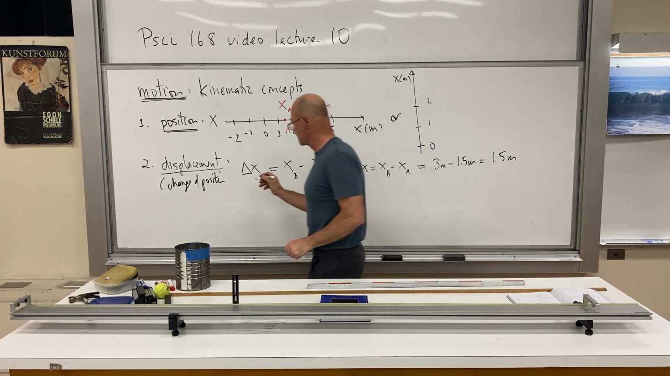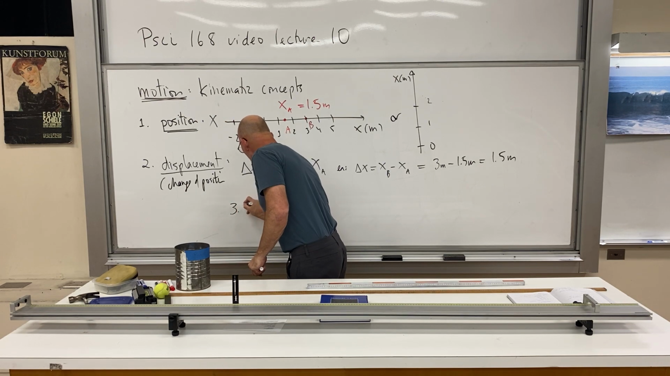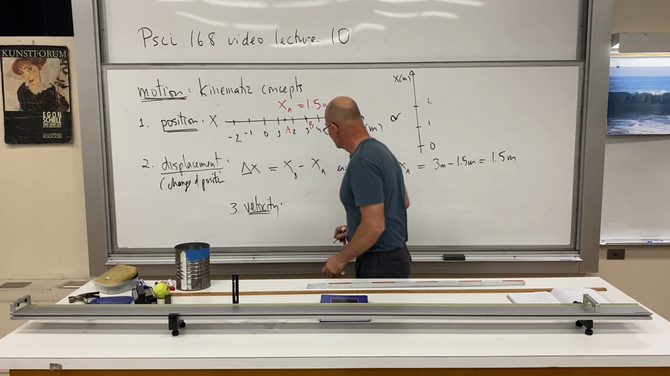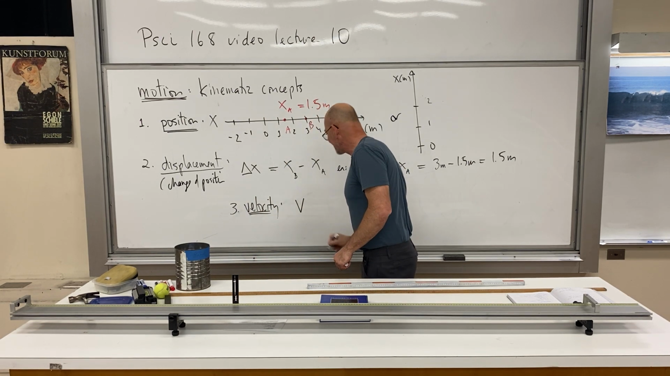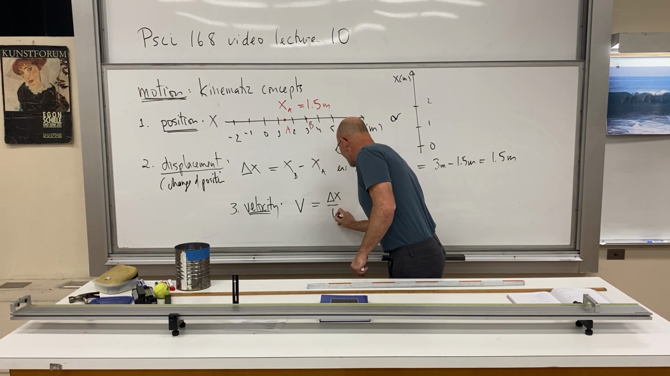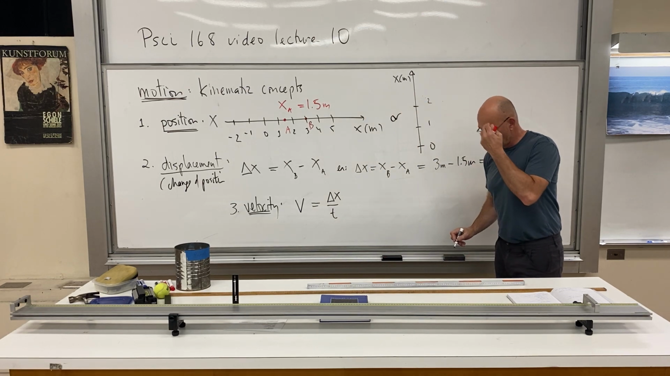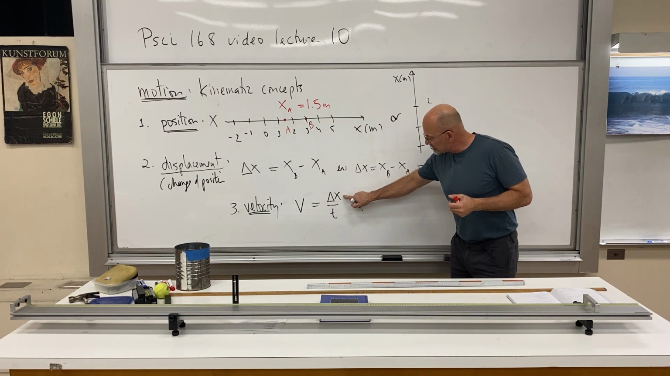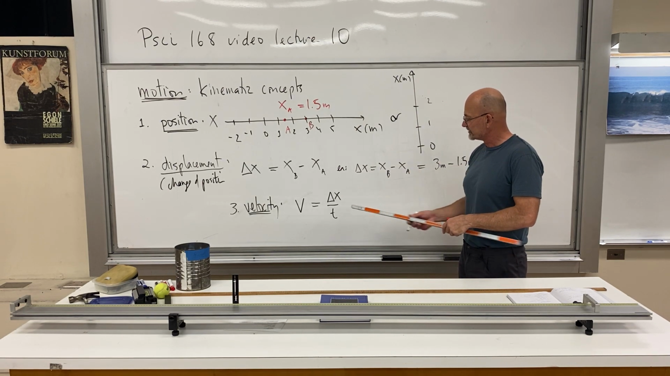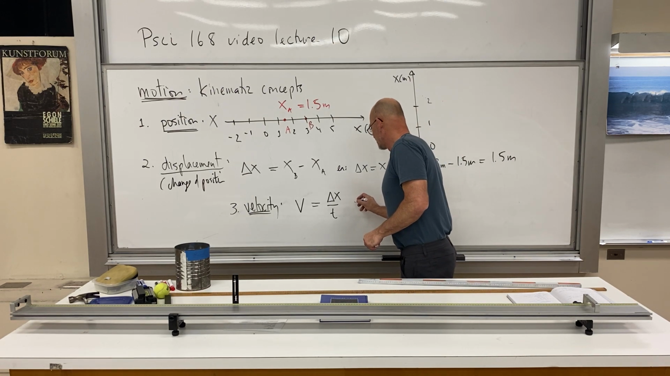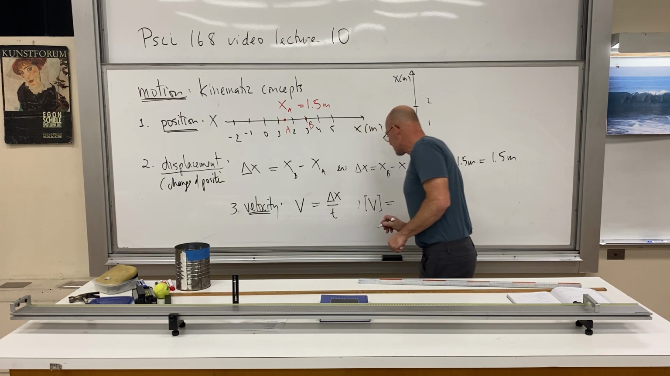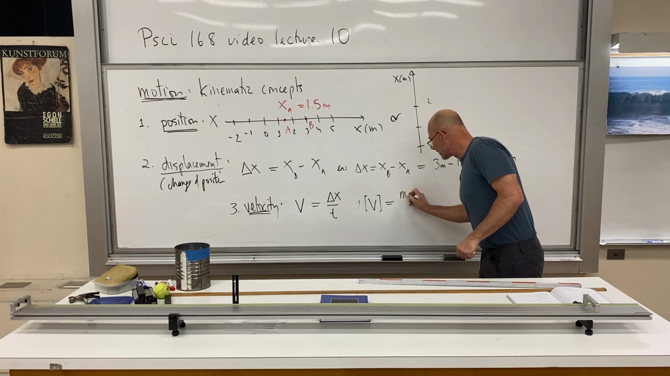The third one, I'll stick it here, it'll fit, is velocity. And velocity we're going to call V, and that's going to be delta x divided by delta t. This is meters and this is seconds. So this is displacement per time. So velocity, we put the square bracket around to tell us what the units are. Meters per second, I'll write it out.